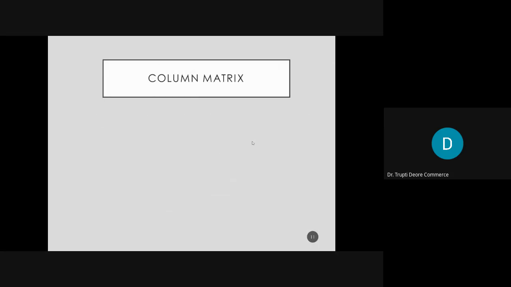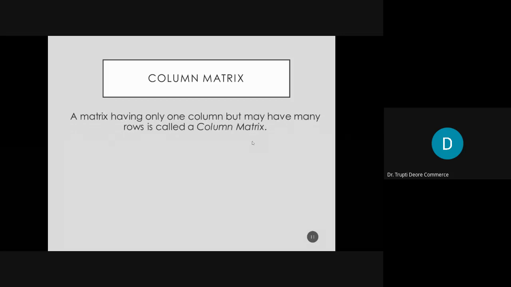Now column matrix. It's the reverse of row. In a row matrix, only a single row is there and many columns. So for a column matrix, there is a single column and many rows. A matrix having only one column but possibly many rows is called a column matrix. For a column matrix, it is always n by 1. N by 1 means the column must be only one and the number of rows may be as per the matrix given.